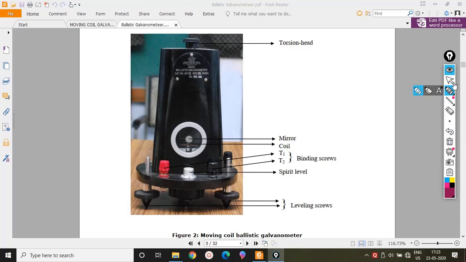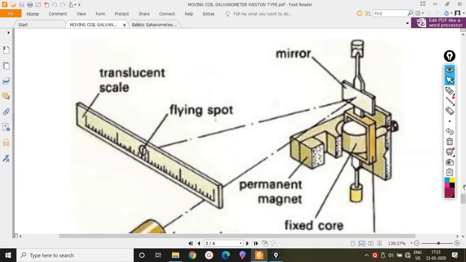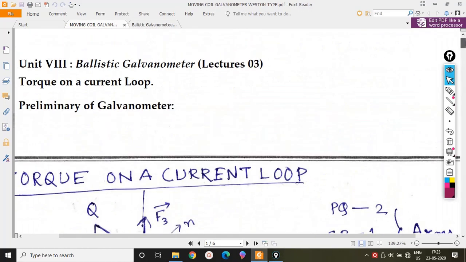So in this lecture, what we have learned, we will come back to that again. So when we started, we tried to teach you torque acting on a current loop. Then we tried to tell you about Weston type galvanometer, and then we told you a little about ballistic galvanometer. More about ballistic galvanometer will be given in next lecture.